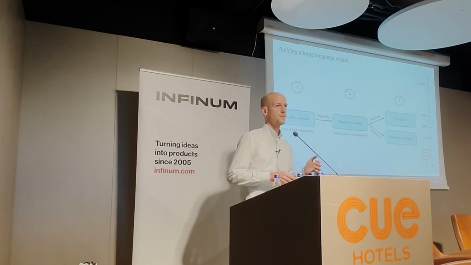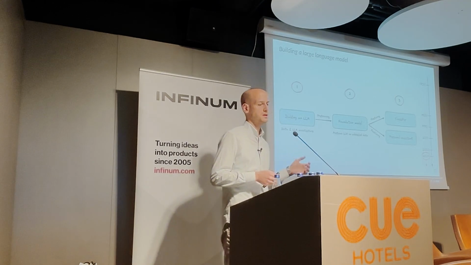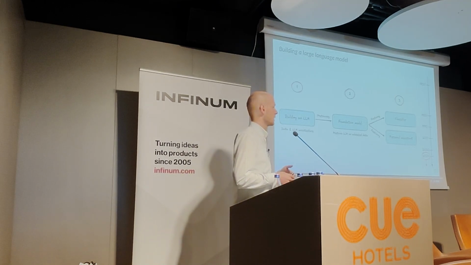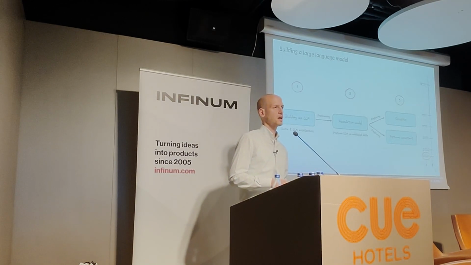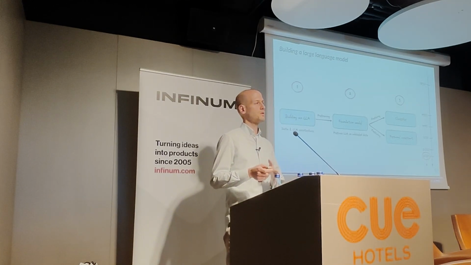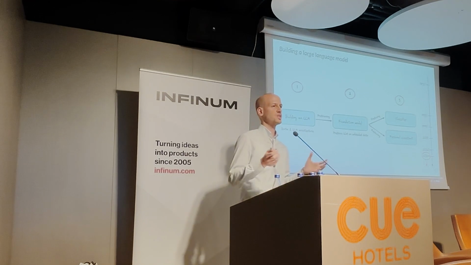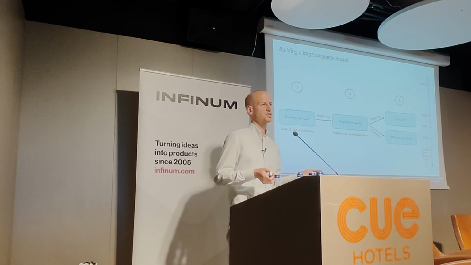So how are they developed? LLMs are developed in these three stages today. First, we start with a lot of data. We pre-process the data. We feed that data to the model. And then we make some kind of general model, which is, for example, ChatGPT.